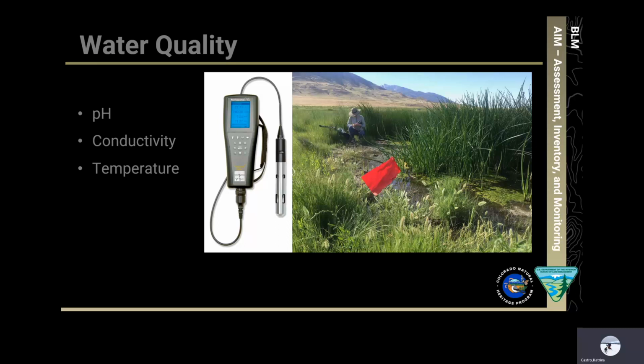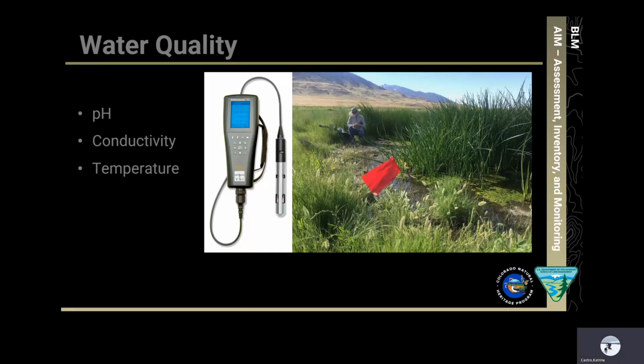Conductivity measures the capacity of water to conduct an electrical charge, which increases with the concentration of ions in a solution. Conductivity is commonly correlated with a degree of salinization. Activities such as irrigation runoff and return flows can increase conductivity levels. Water temperature can have a direct influence on the diversity and distribution of organisms within a body of water. Water temperature data should always be recorded on the Celsius scale.